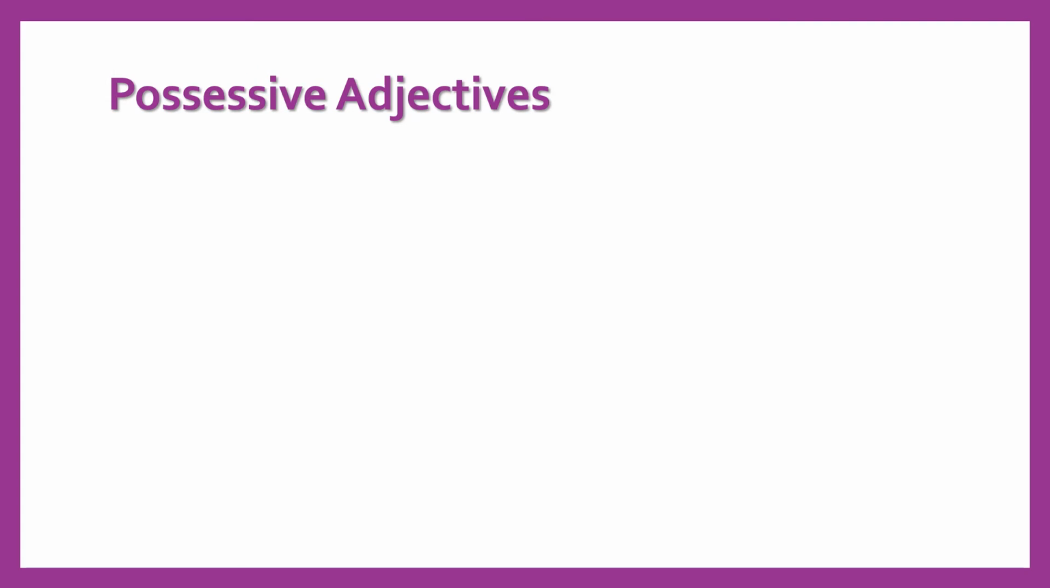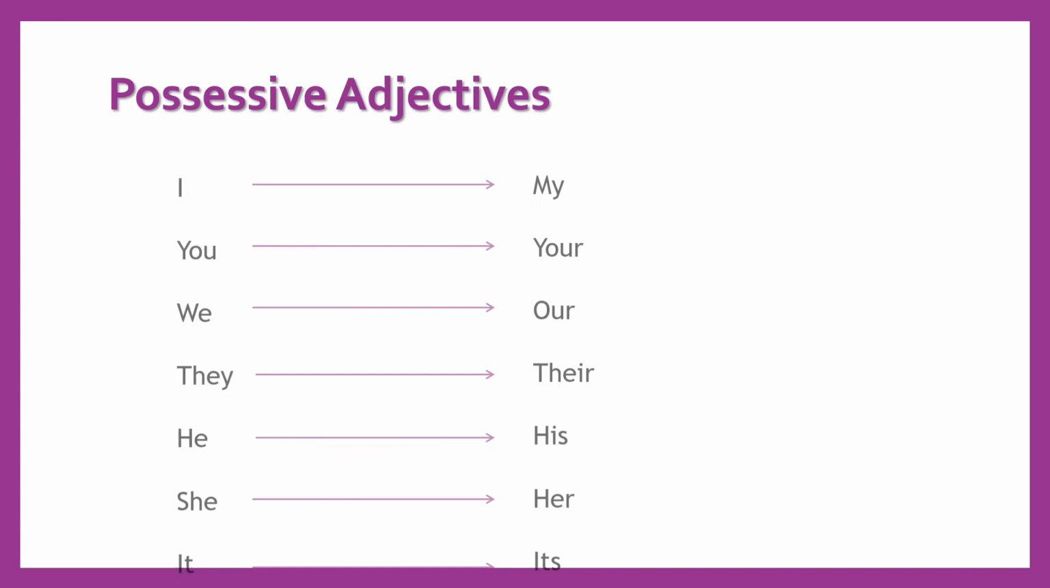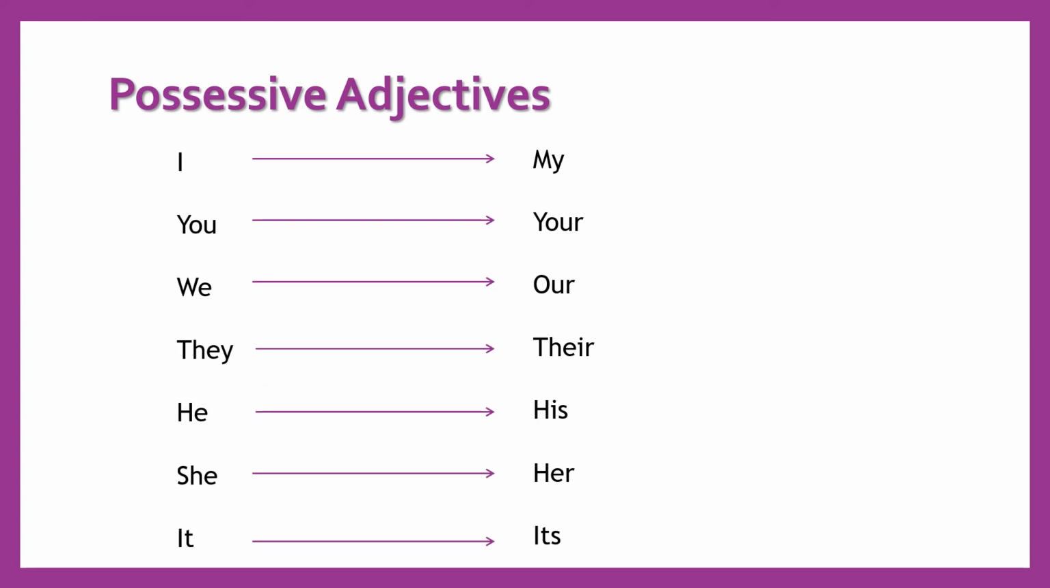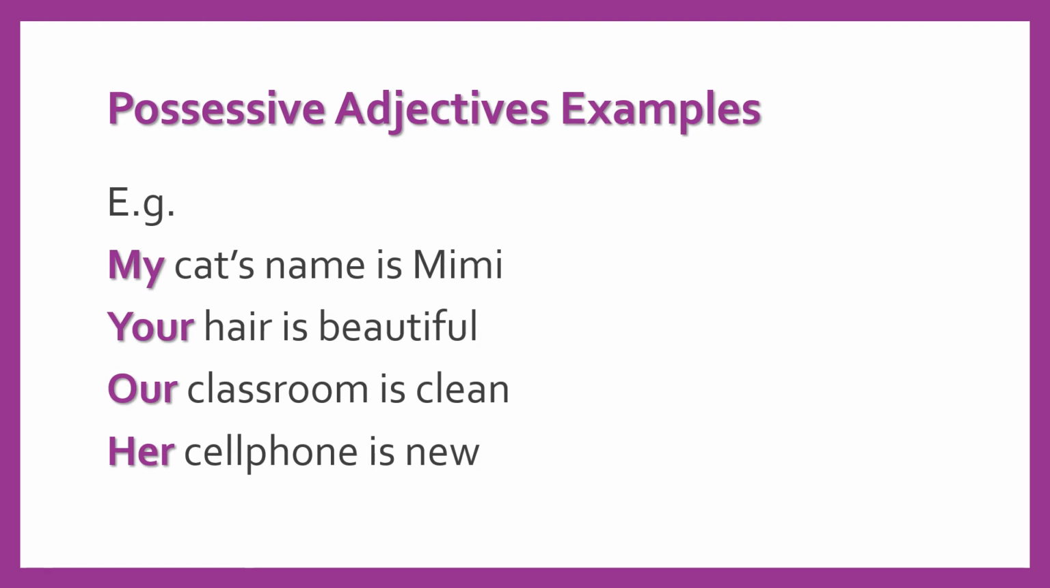Here we have another type of pronouns, but in this case we call it possessive adjectives. They also talk about possession, but in difference to the possessive pronouns, they don't go at the end of the sentence. In this case, we have for I, my, you, your, we, our, they, their, he, his, she, her, it, its. Here are some examples in sentences using these possessive adjectives.